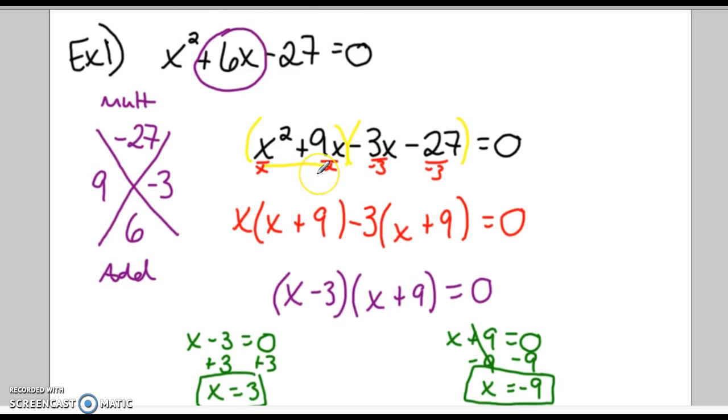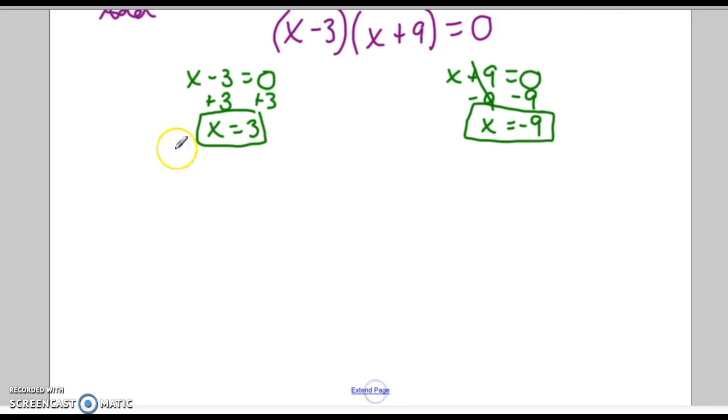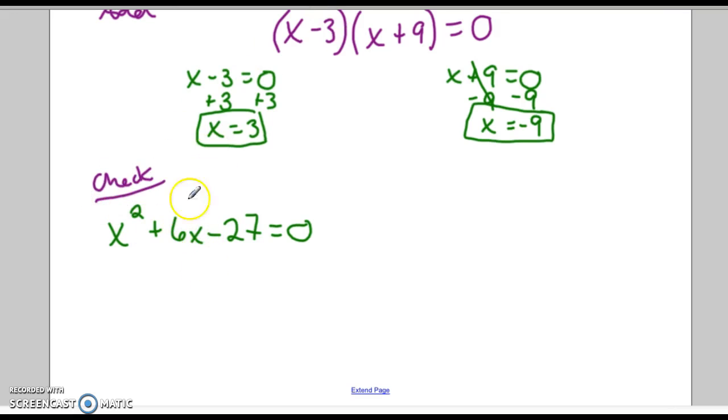And I'm actually going to do that for you just to show you. So I had x squared plus 6x minus 27 equals 0. So I'm going to start with plugging in 3. Again, this is just to check your answers to make sure you get them right.